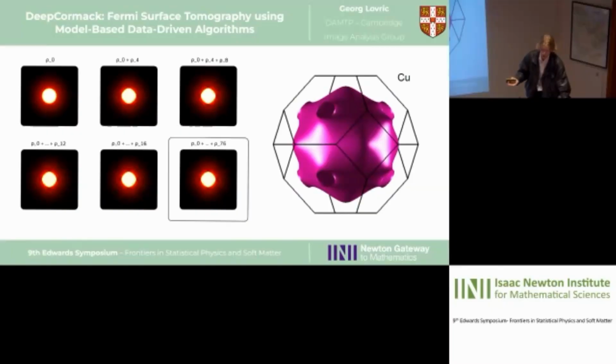So being able to accurately reconstruct the Fermi surface is important in order to characterize the properties that a material has, especially exotic ones like superconductivity. And the image to the right here is the Fermi surface corresponding to copper.